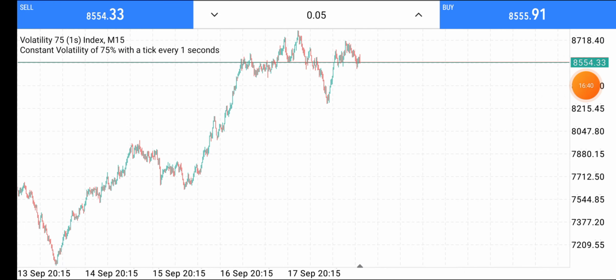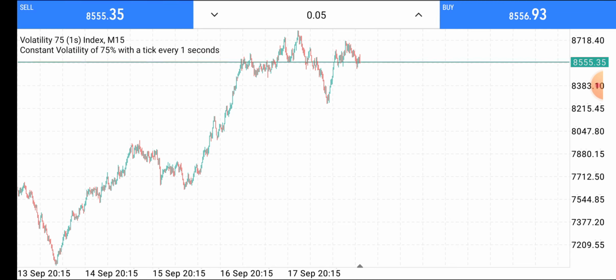So this is a fresh chart where there's no order block, where I'm going to teach you how to analyze and spot an order block by yourself. So this is Volatility 75 (1s) series. First, remember rule one is know what the market is doing.